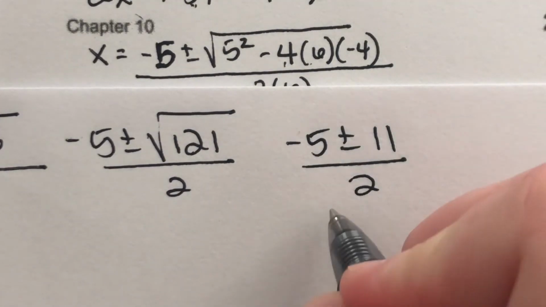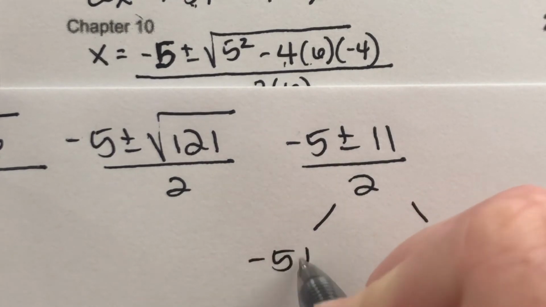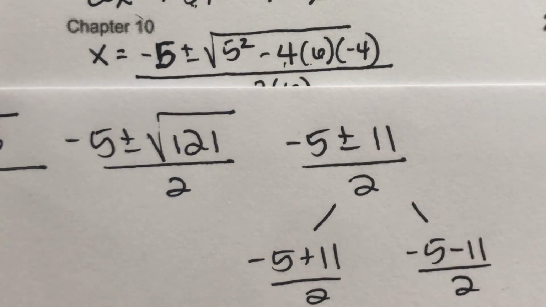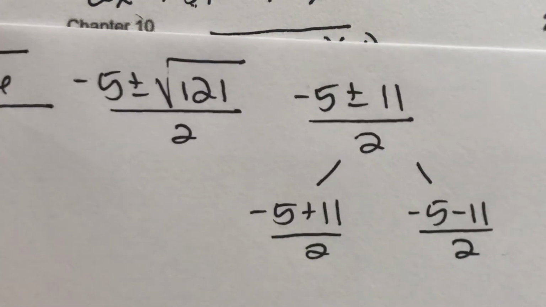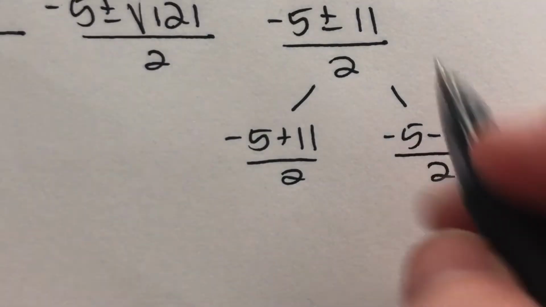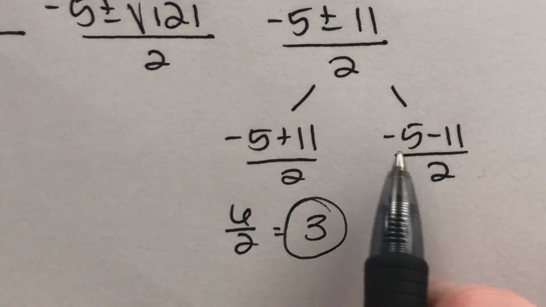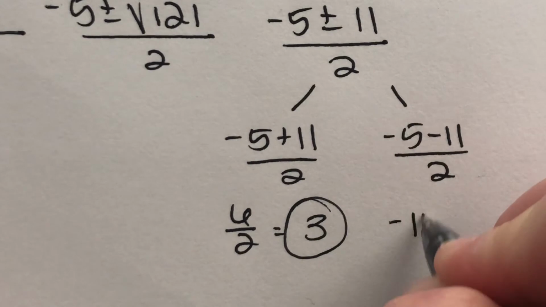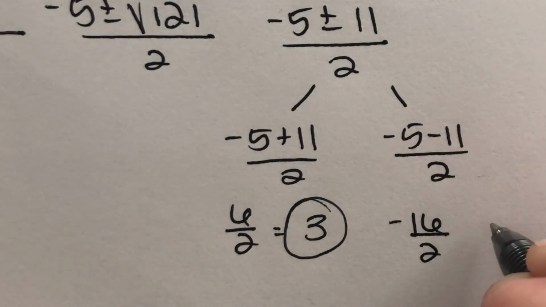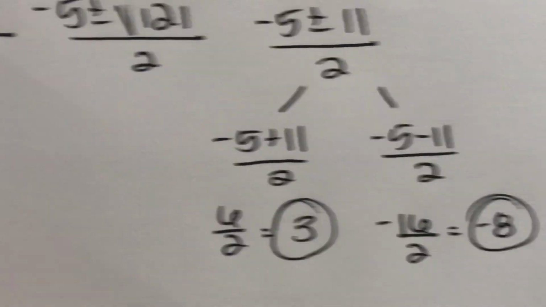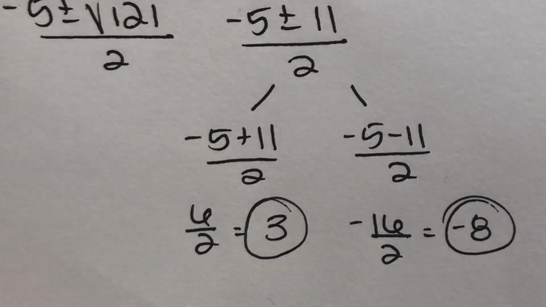So I'm going to do 2 equations, negative 5 plus 11 over 2, negative 5 minus 11 over 2. And those should be my 2 answers once I solve. Negative 5 plus 11 is 6, and 6 over 2 is 3. Negative 5 minus 11 is negative 16, and negative 16 over 2 is negative 8. So my 2 solutions to that quadratic are positive 3 and negative 8.